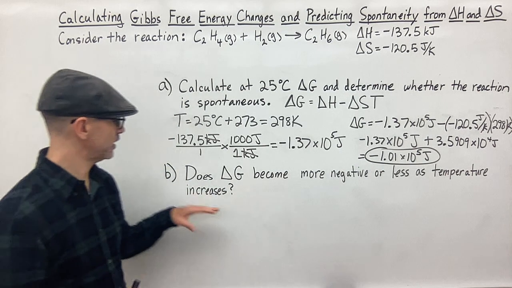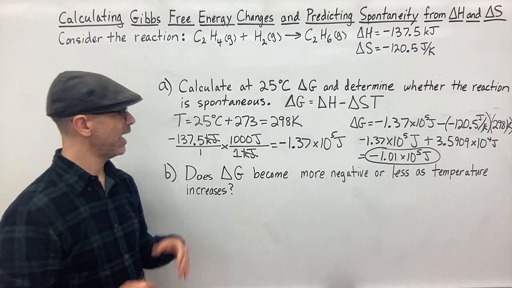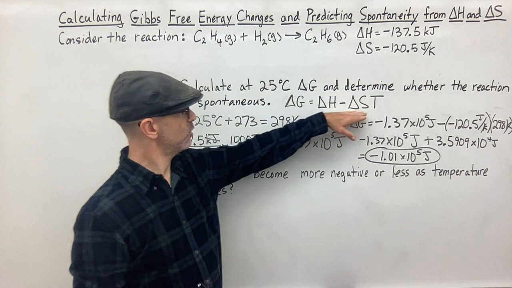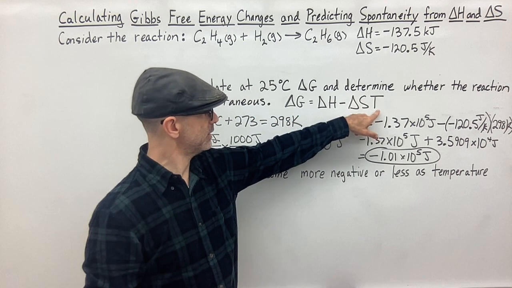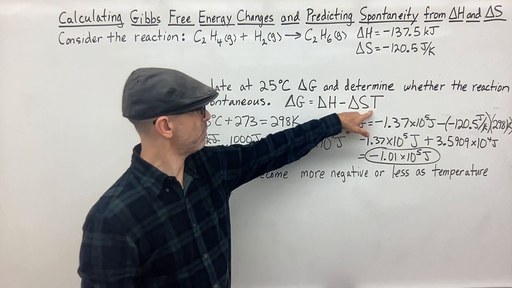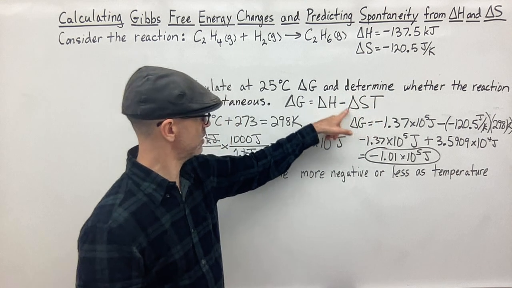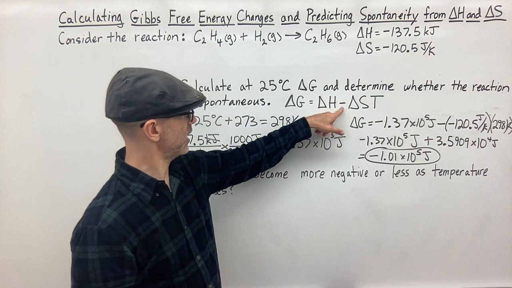So the next question is asking us, does delta G become more negative or less negative as the temperature increases? So we got to look at our equation here. So here temperature is multiplied by the entropy, which is negative. So all of this part of our equation is negative because of the negative sign.